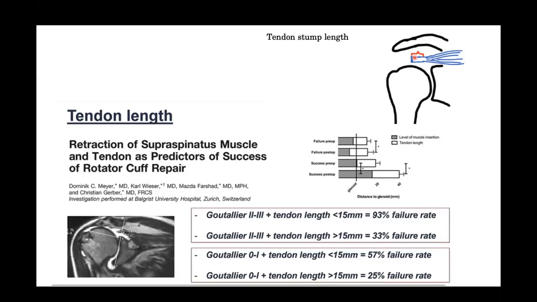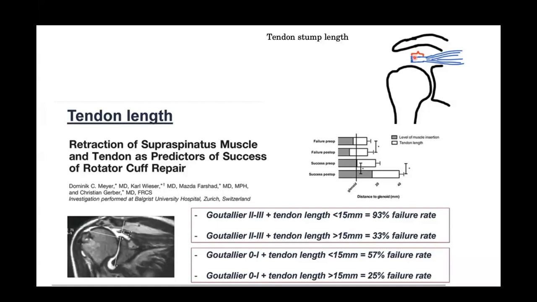Because when you try to pull it back to the footprint, since the tendon stump length is reduced, the muscle will have to be stretched more, and that results in increased tension in the fixation and may result in failure also. So this was a study conducted by Meyer et al., which shows that if there is Goutallier type 3 or 4 fatty infiltration with a tendon stump length of less than 15 mm, which is the critical value, then the failure rate rises to 93%. Whereas at the same level of fatty infiltration, if the tendon length is more than 15 mm, there is only a failure rate of 33%.